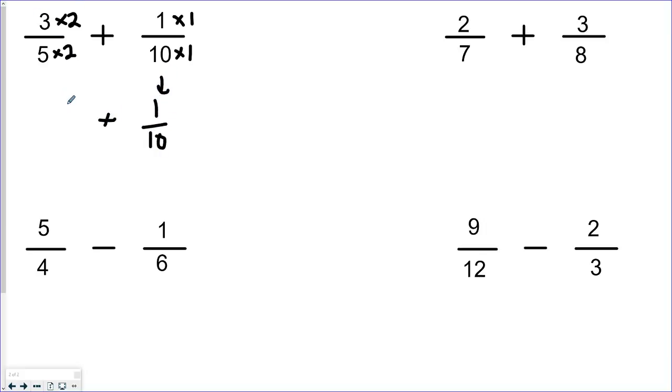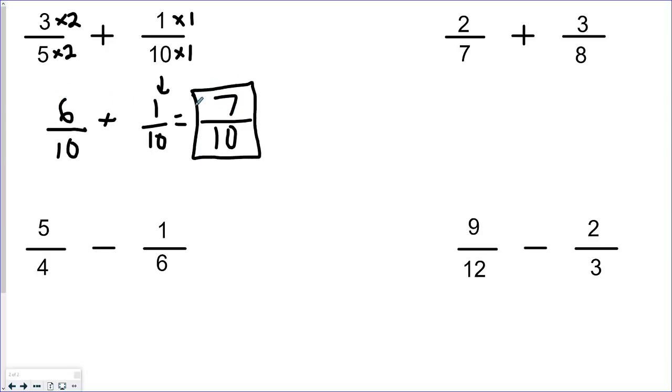Well, this one is 3 times 2 is 6. 5 times 2 is 10. So I get this. Now, as I said before, your bottom numbers are going to be the same. Your top numbers are going to change. It'd be 6 plus 1, which gives you 7. So your answer would be 7/10.